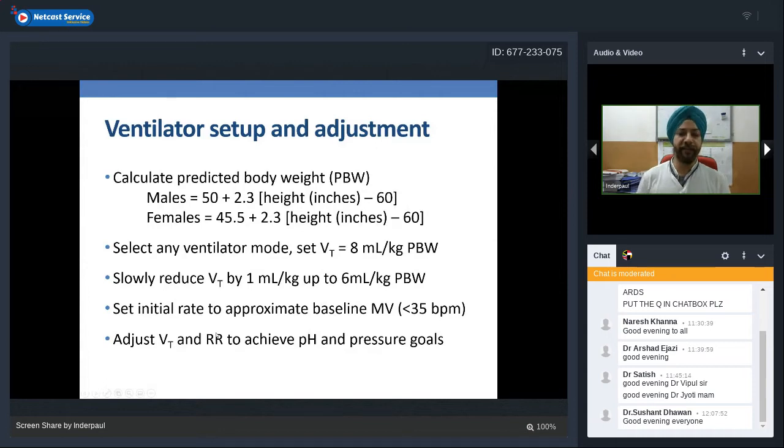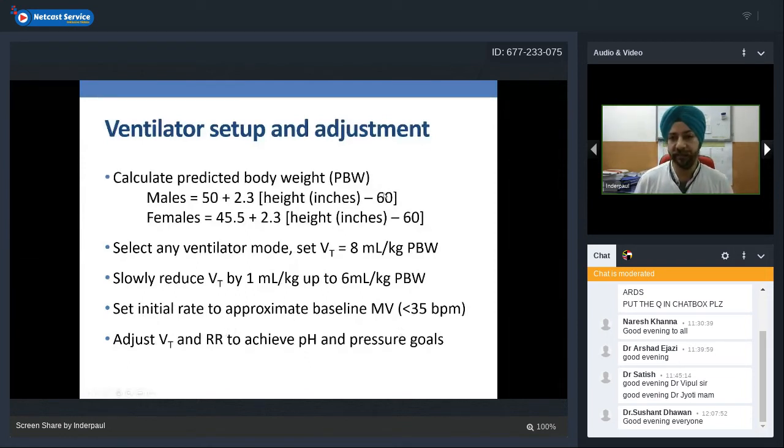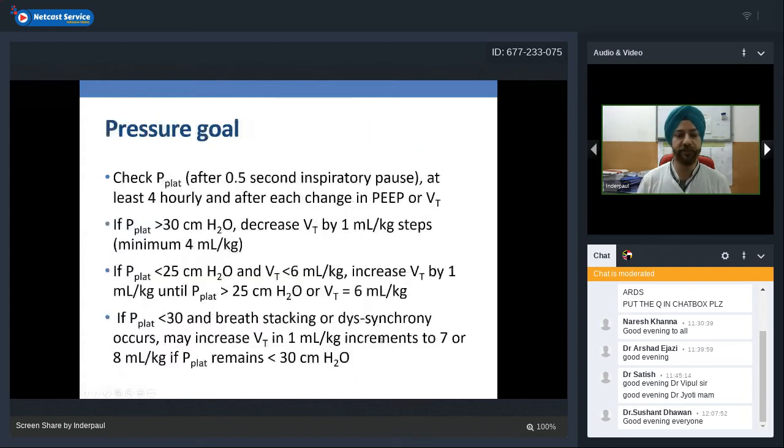Initial respiratory rate is set based on the baseline minute ventilation. So if the minute ventilation is about 8 liters, then you calculate it accordingly and set the respiratory rate. And then subsequently you adjust respiratory rate and tidal volume based on your pressure goals and pH. So what are these pressure goals?